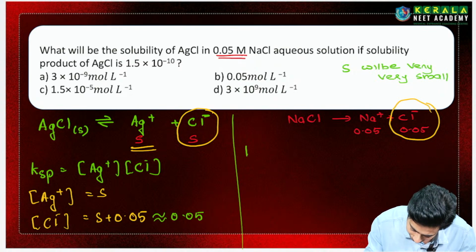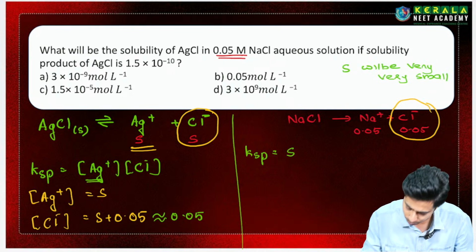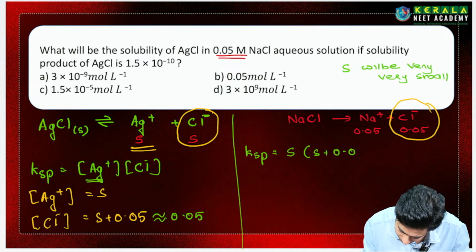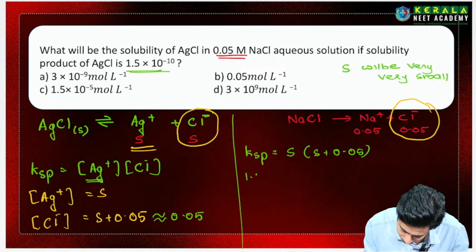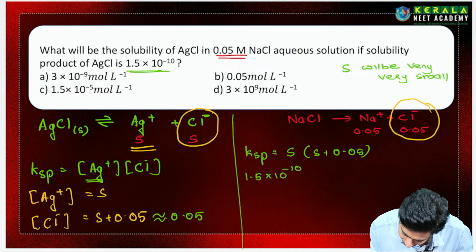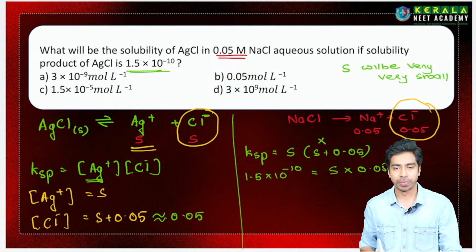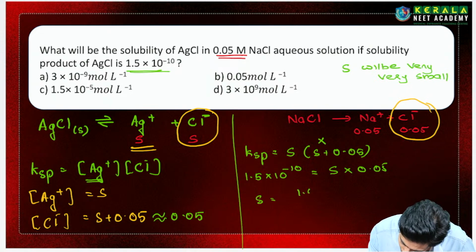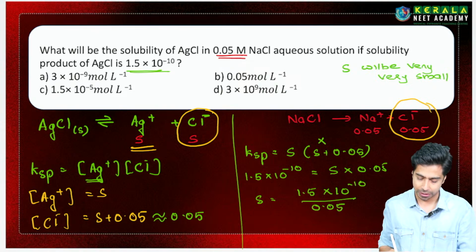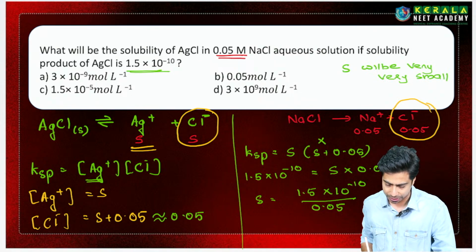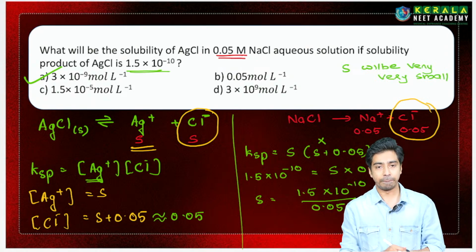So what is Ksp? Ksp is equal to the concentration of Ag plus, that is S, into S plus 0.05. The Ksp value is 1.5 into 10 raised to minus 10. So 1.5 into 10 raised to minus 10 equals S into 0.05, because this is approximated to 0.05. So S will be equal to 1.5 into 10 raised to minus 10 divided by 0.05. This is the calculation. Option A will be the right answer. Is it clear?